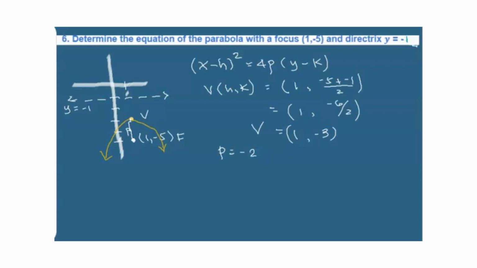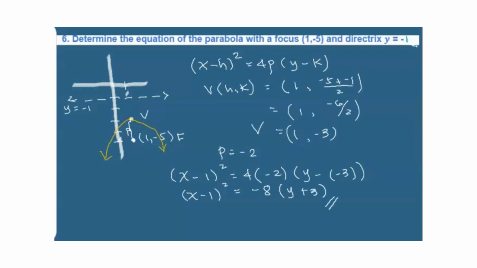So let's substitute everything that we calculated to our standard equation. So (x - 1) squared is equal to 4 times P, which is -2, and then (y - k), which is -3. So let's simplify. (x - 1) squared is equal to -8(y + 3). This is our equation.